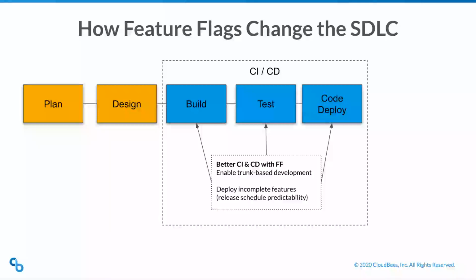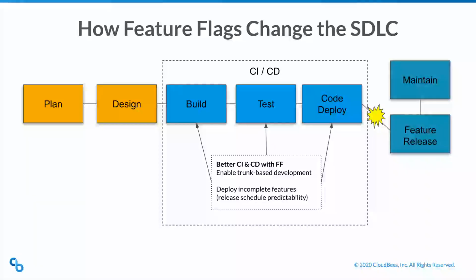CD is impacted as well because incomplete features can now be flagged off and deployed with the rest of a release without delays to that release for that feature. So that's important. It creates release velocity and standardization for those teams. But the biggest change around feature flags, if you think about it in the realm of the SDLC, it's around breaking up the code deployment from the release of the feature.